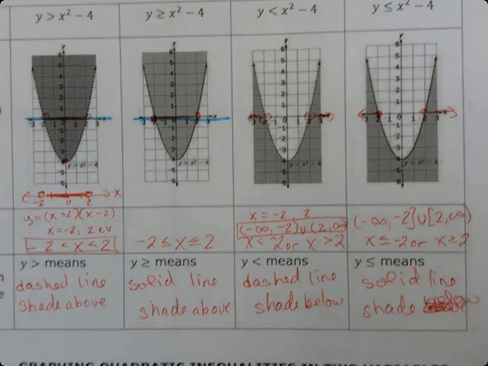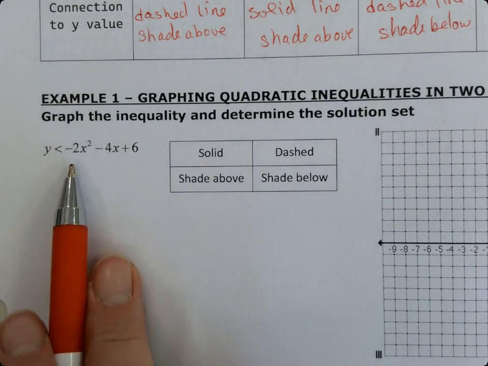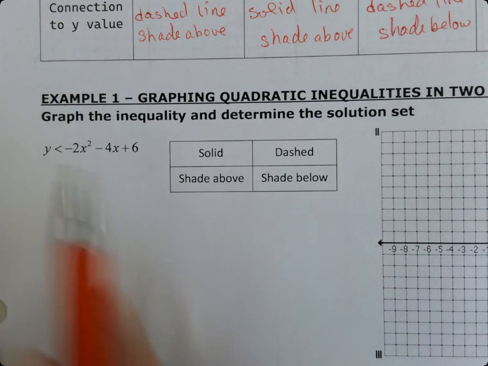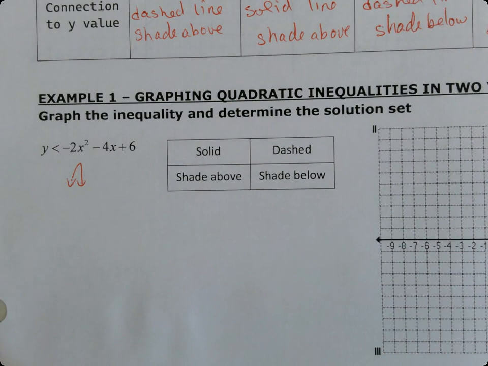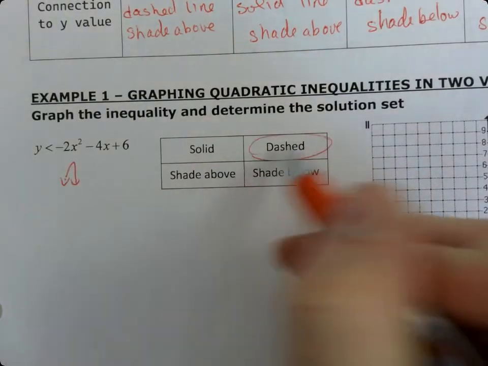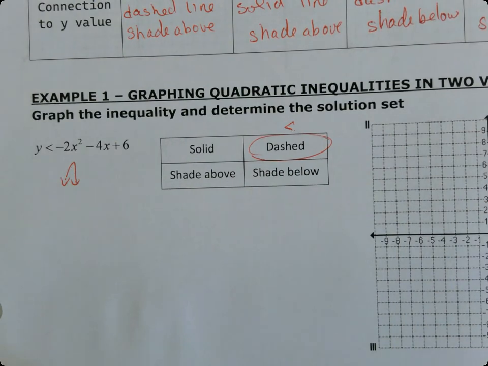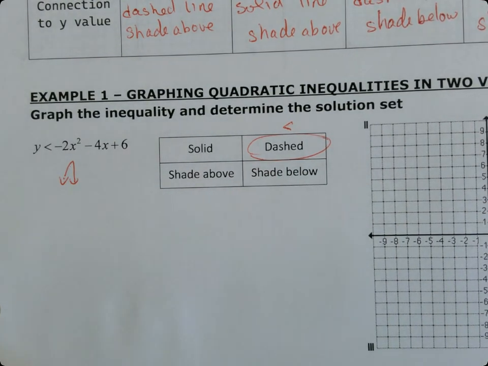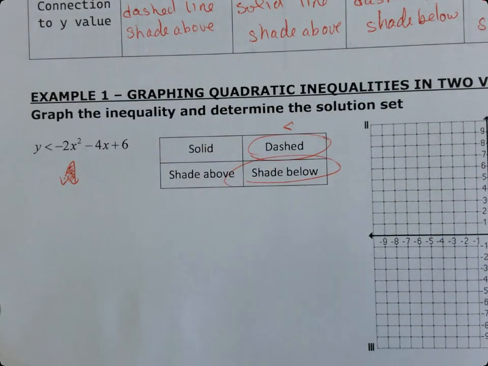So that's the idea. Go to this first one. Before I even graph, is my parabola opening upward or downward? My parabola is going to open downward because the a is less than 0. Okay. Would it be dashed or solid? Dashed because it is less than. Should we shade above or below the parabola? Well, if it says y is less than, we're shading what? Below the parabola. So this one's going to end up looking like it's shading inside because we're going to shade below and the parabola is going downward.